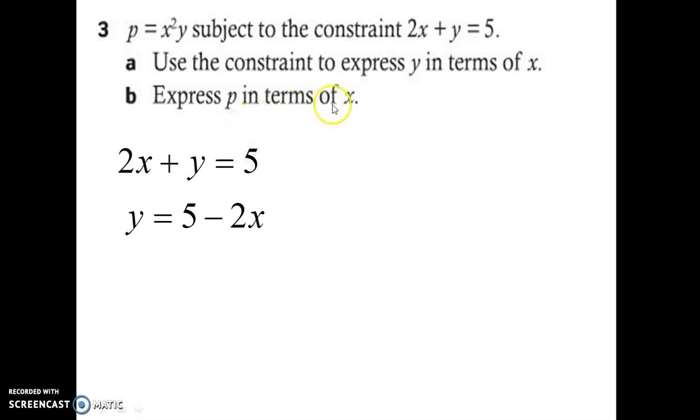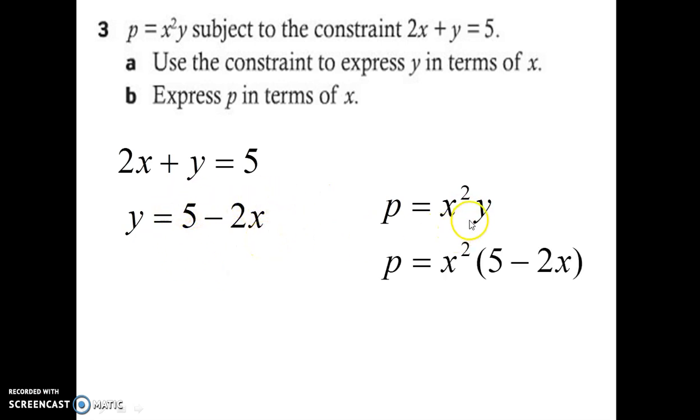B says express P in terms of x. So this equation here, we want it to be expressed in terms of x. Right now it is P in terms of x and y. So we want the y to disappear and only x to be our one variable here. We're going to take this y and replace it with what we have for y here. So I've replaced that y with all of that. And now it is P in terms of x, because x is the only variable here. You can multiply this to take it one step further.